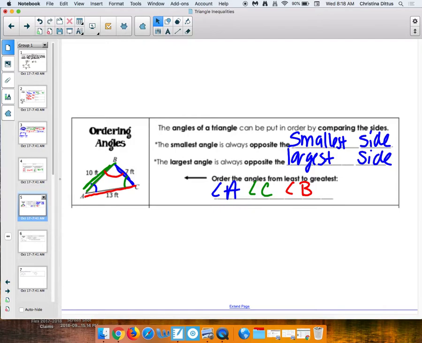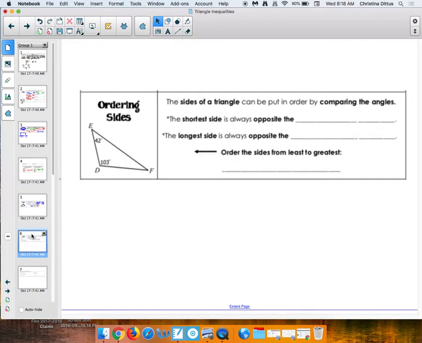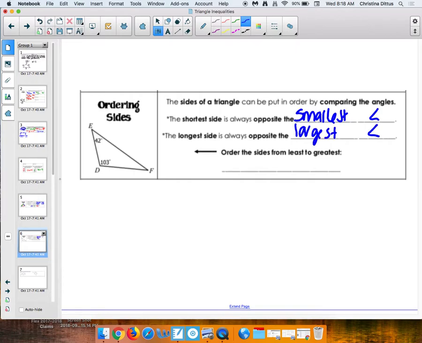It works for vice versa with the sides too. If I have the shortest side, it's always opposite the smallest angle. And longest side is always opposite the largest angle. That's the angle side, FYI.